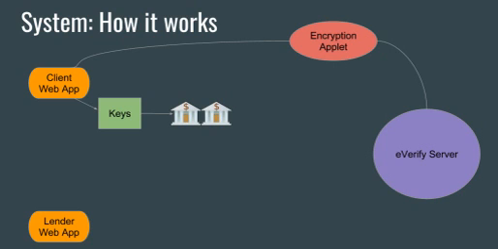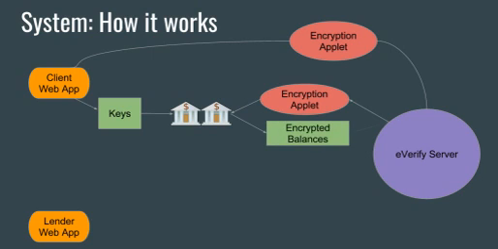Once that information is submitted, keys are generated on the client's local machine and sent to the user's banks. The banks, in turn, download an encryption applet from the server and use the keys that were sent to it from the client in order to encrypt the user's balances. Those encrypted balances are then sent to the eVERIFY server. At the same time, the client sends the keys to the lender via email.